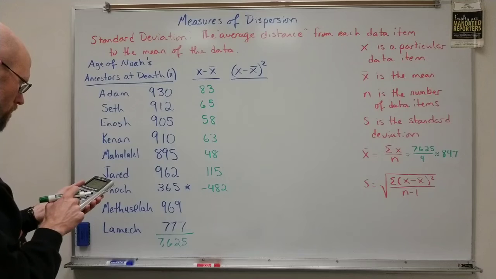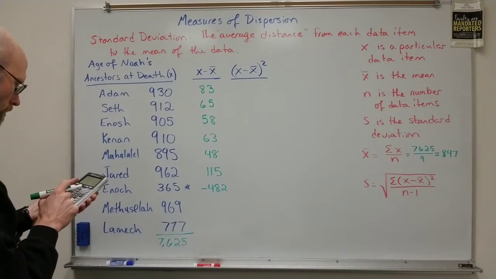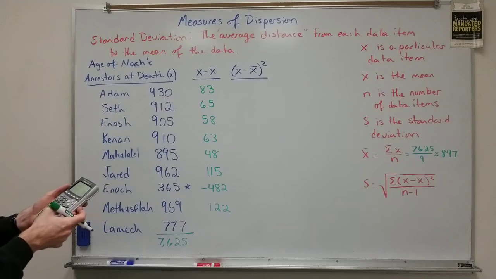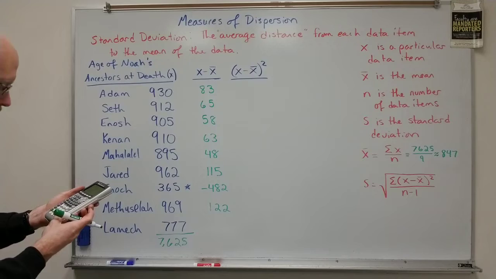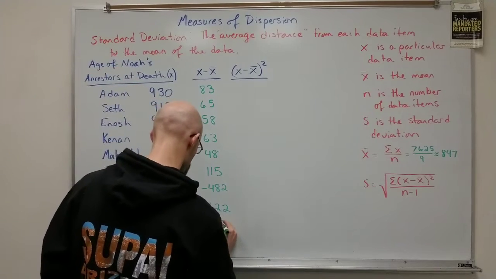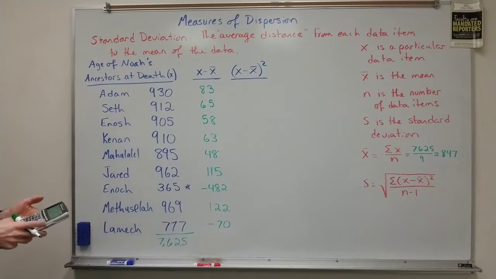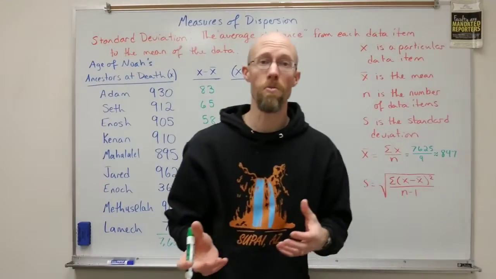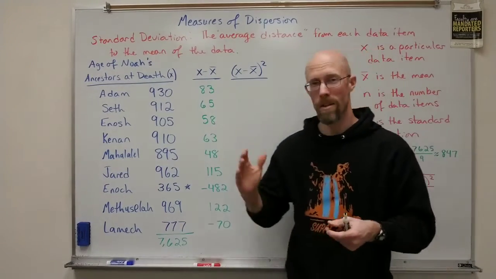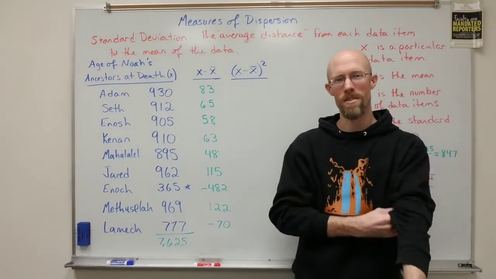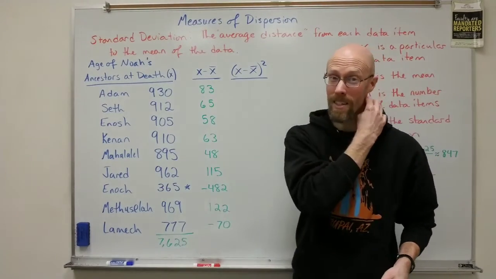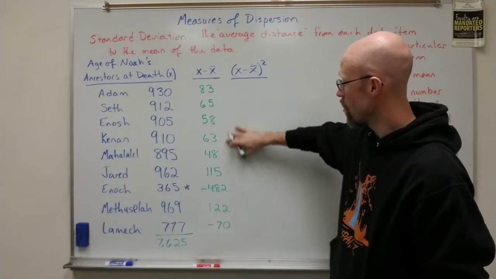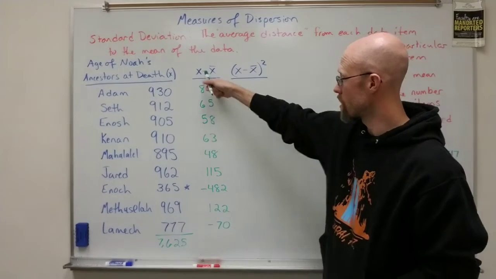969 minus 847 is 122. And then 777 minus 847 is negative 70. Okay, so there's only 2 values below the mean. Those 2 values are so far below the mean, however, that they really shift the mean over. They kind of skew things, skew that mean away from the rest of the data, actually. Kind of interesting. Okay, so those are the differences then.